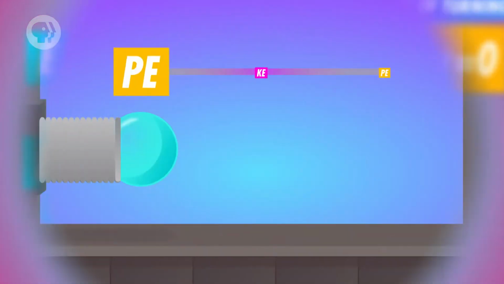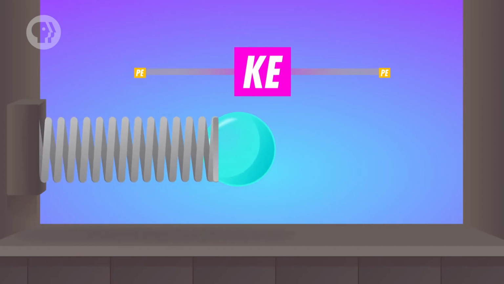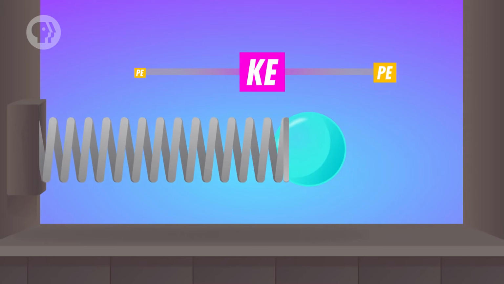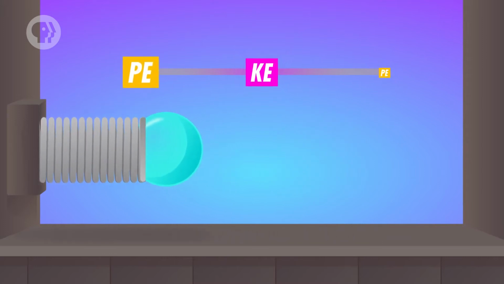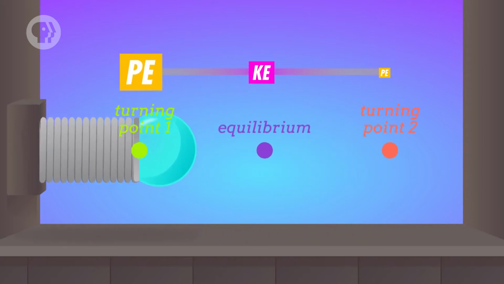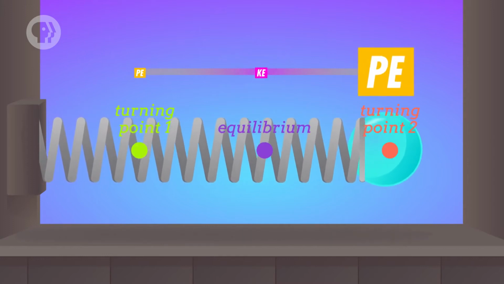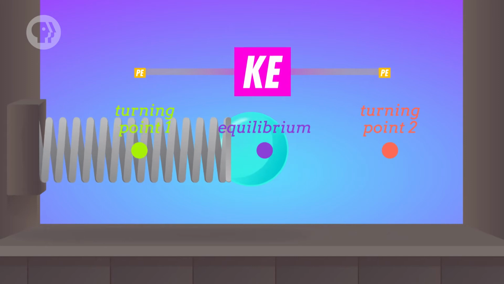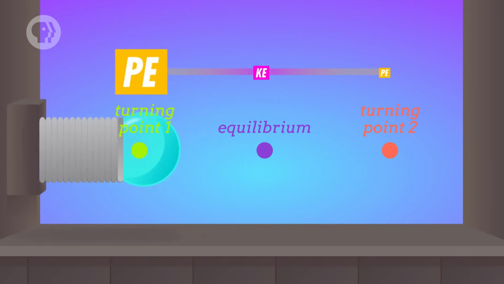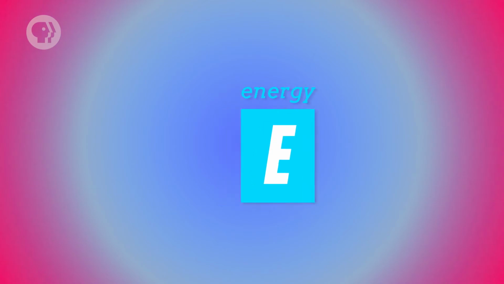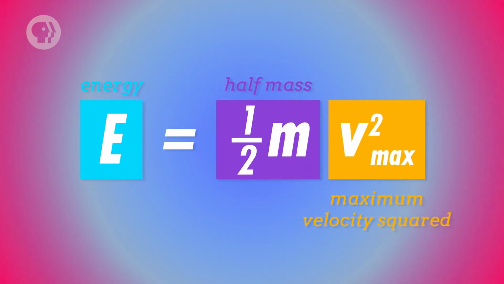amplitude squared. Now, as the ball moves towards the middle, its kinetic energy starts to increase because it's moving faster and faster. And at the same time, its potential energy decreases, keeping its total energy the same. And exactly in the middle of the ball's motion at the equilibrium point, its potential energy goes down to 0. The ball is back where it started, so the spring is no longer pulling on it. Its kinetic energy, on the other hand, has reached its maximum, which means that at that point, the total energy of the ball will be equal to half of its mass times its maximum velocity squared.